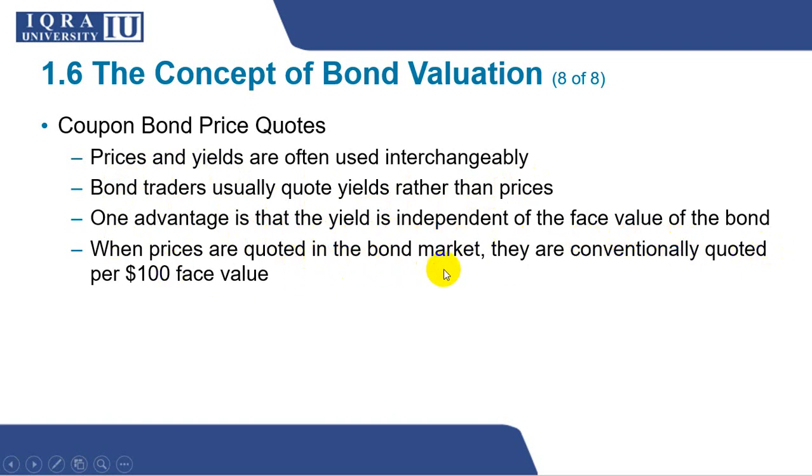Bond markets are normally traded in the same kind of markets as the stock market, and once a bond is issued, these bonds can also change hands in the market like stocks. So when prices are quoted in the bond market, they are conventionally quoted per $100 face value. Meaning one bond is for $100. This is how we will value the bonds.